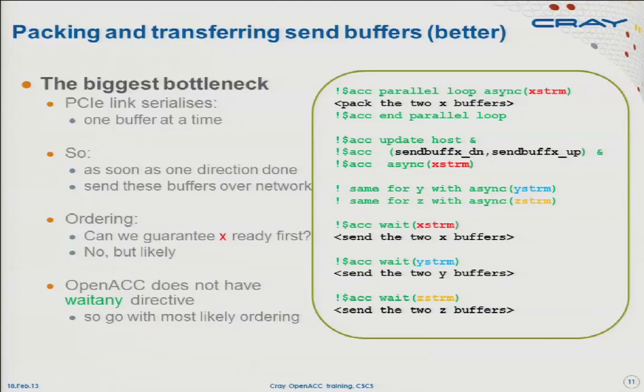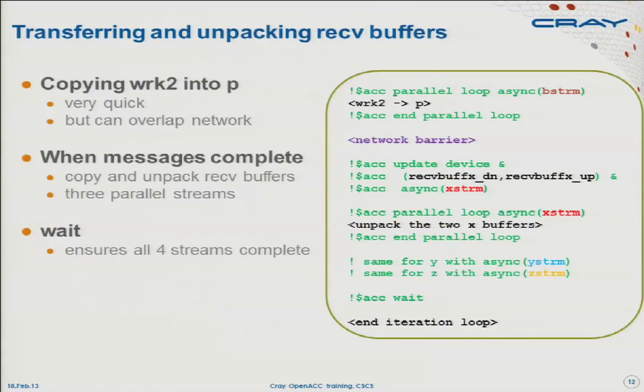If you wanted to use the OpenACC runtime API, you may be able to do something a bit more fancy. There's no wait any directive, but what you could do is have a loop that tests: has X finished, or Y finished, or Z finished? Oh, Y has finished, I'll send the Y buffer. So you could do that as a further optimization. It may not be quicker, because you spend so long going through this loop and doing all these tests. It might just be quicker to do these things. It's the sort of thing that you have to test in your application.